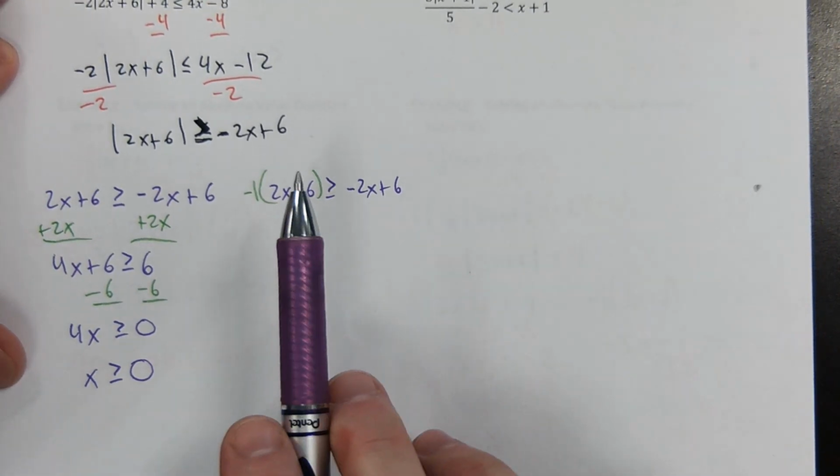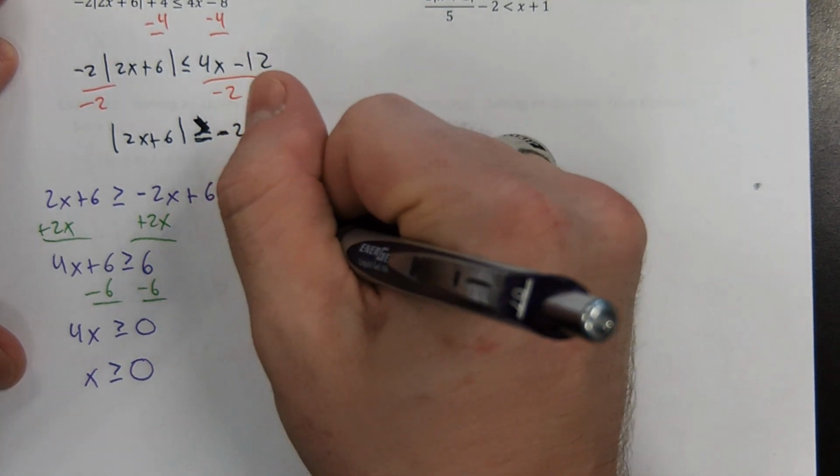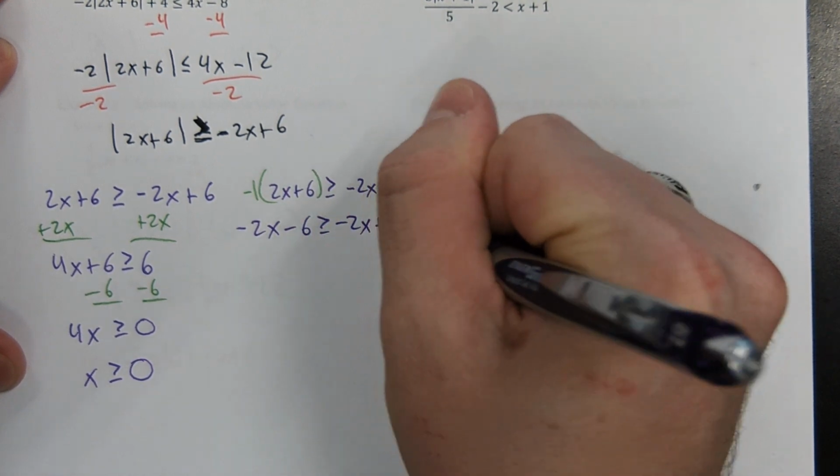All right, let's try this side. Just distribute that -1 and see what we have. Negative 2x minus 6 greater than or equal to negative 2x plus 6.